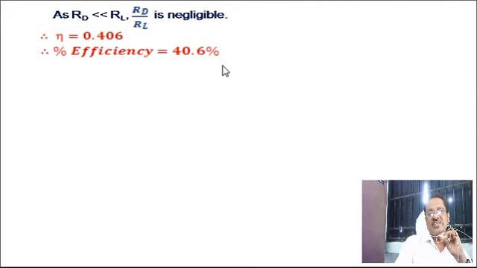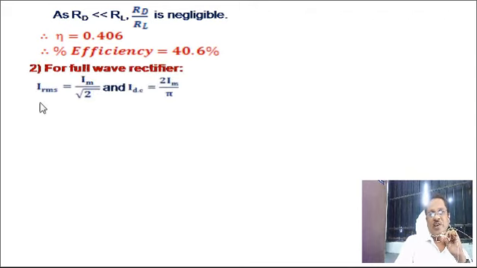40.6% of AC is converted into DC. Okay. Now for the full wave rectifier, the value of IRMS is Im by root 2 and IDC is twice Im divided by pi. Now substitute this value in the efficiency of a rectifier.